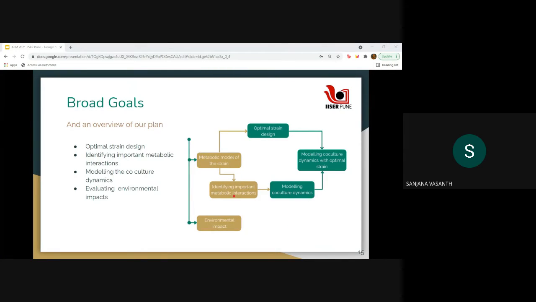Our main goals in the dry lab this year include optimal strain design, which involves identifying key gene deletion or overexpression targets that could increase sucrose yields in cyanobacteria and butanol yields in E. coli, identifying the important metabolic interactions between the two species in our co-culture, modeling the dynamics of the co-culture, while the biomass and key metabolite concentrations vary over time, and evaluating the impact of our biomanufacturing procedure on the environment.